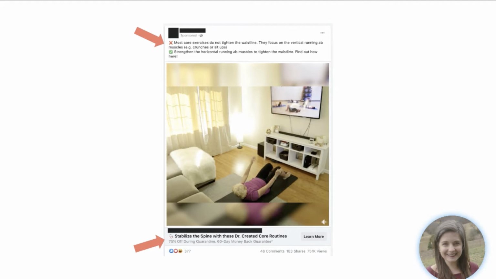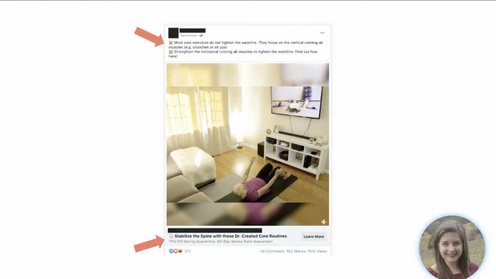Now, the problem with the headline is that it's not connected to that core desire. Here we're seeing the headline "stabilize the spine." And though that might be important and it might be a benefit, it doesn't seem like it is strongly aligned with what this ideal buyer cares about most. Do they care about stabilizing their spine? Is that something that they have expressed?